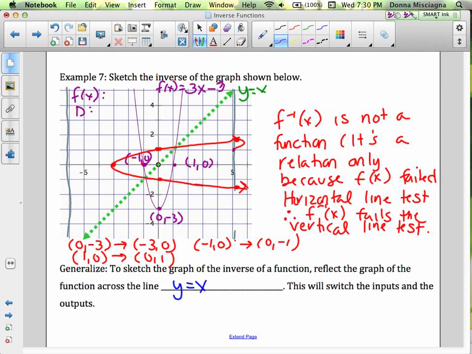Parabola domain is all real numbers, but not the range, right? Because it turns around at the vertex, right? So our range is negative 3 to infinity, and it does go through negative 3.